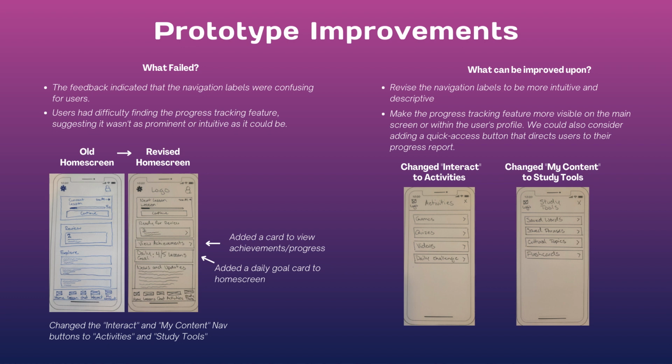The navigation labels were a major point of confusion in our early prototypes. We addressed this by revising them to be more intuitive and descriptive. Now, users can navigate our app with more confidence and less guesswork. The visibility of the progress tracking feature was another challenge. Users struggled to locate this feature, which is crucial for monitoring their language learning progress. To resolve this, we made the progress tracking feature more prominent. It's now easily accessible either from the main screen or within the user's profile.